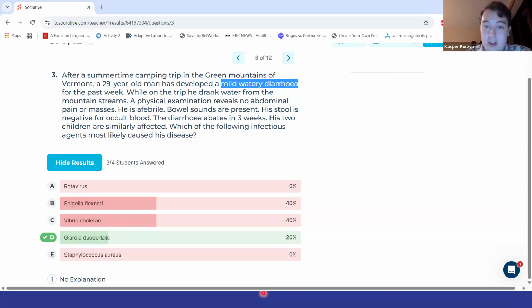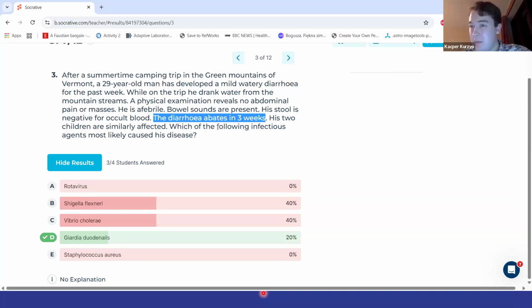And the Giardia is the correct answer. Now, why? We see that mild kind of bopping diarrhea. He drank water from the mountain streams, which I should have mentioned is a risk factor. He is afebrile, so generally quite well. Nothing that would be making you go, he doesn't look too good. His stool is negative for occult blood, so again, just nailing home that it's not Shigella. There is no blood in there. And it abates in 3 weeks.